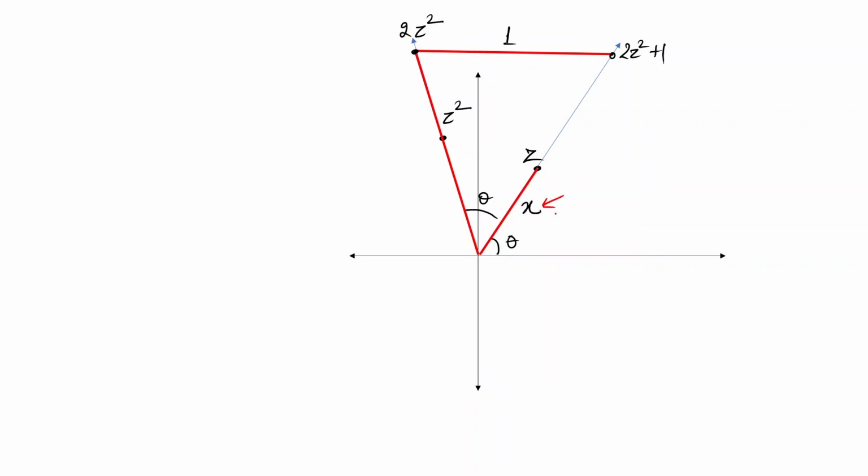Suppose this length is x, and this length will be 2 times x square, right? These lengths you can calculate using modulus. So mod of z is x. If mod of z is x, what would be mod of 2z square? So 2 you can take out, and this will be mod of z, and the square you can just put outside. So you will have 2x square, right? So that length is 2x square.